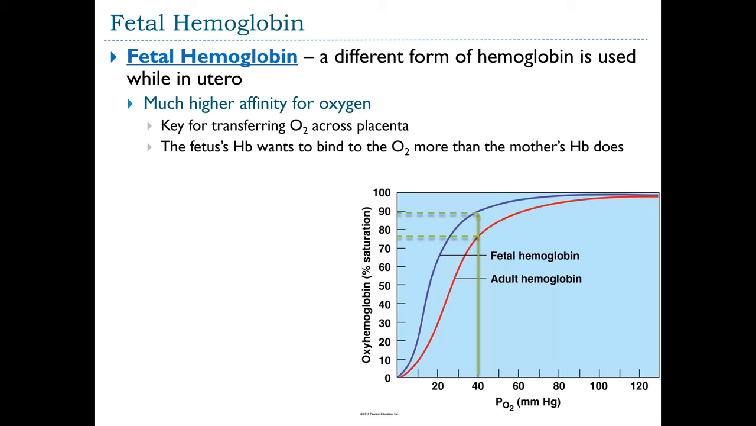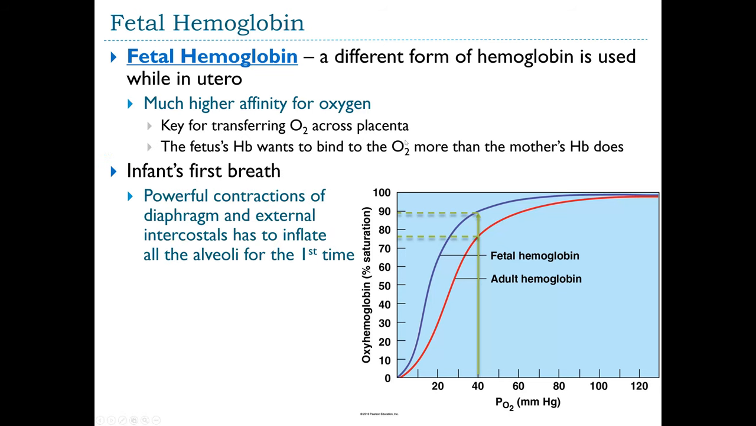And so while the blood is in the placenta, this means the fetal hemoglobin is able to grab a hold of that oxygen from the mother's hemoglobin and take it. Because it wants it more than the mother's hemoglobin, this is how the fetus actually ends up getting oxygen in its blood.